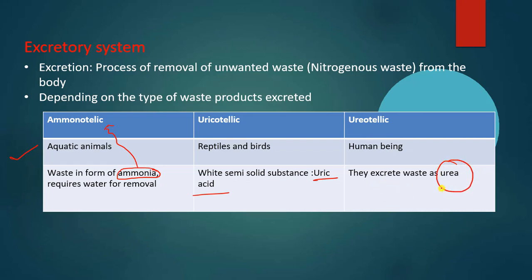So depending on the type of the waste generated, you have all these three categories. If it is urea, it is basically human beings and they are said to be ureotelic. If it is uric acid, then it is birds and reptiles and it is said to be uricotelic. And if it is ammonia, it requires water and hence it is aquatic animals, and such animals are said to be ammonotelic animals. Okay, so this is in general about all the living beings on this earth.